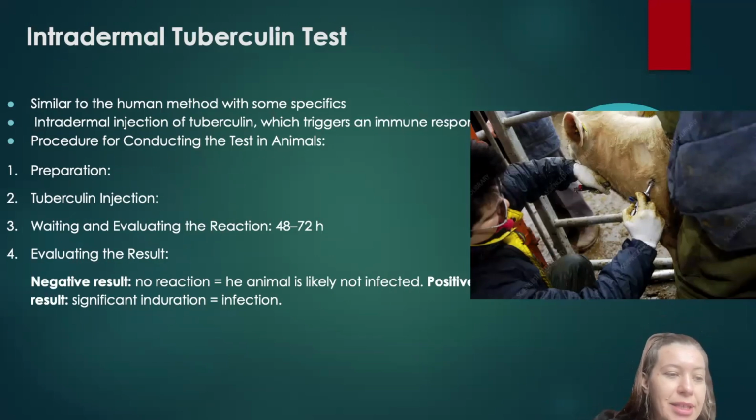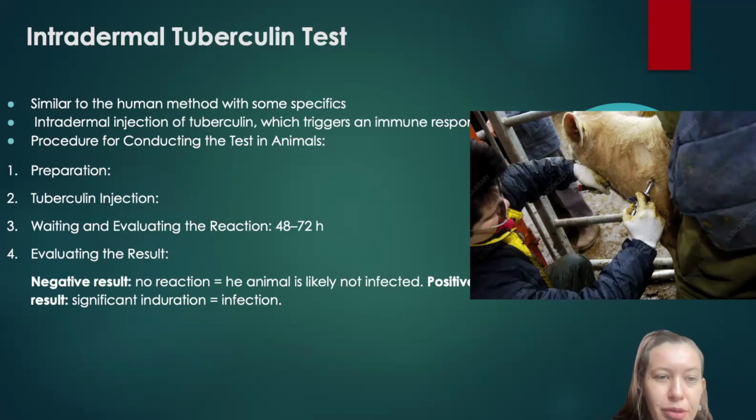This method is widely used to prevent the spread among animals and to protect public health as well. Like in humans, the test is conducted by intradermally injecting tuberculin, which triggers an immune response in infected individuals. The procedure for conducting the test in animals is as follows. The first stage is preparation. The test is usually performed on the neck or at the base of the tail in cows, where it is easier to assess the reaction.